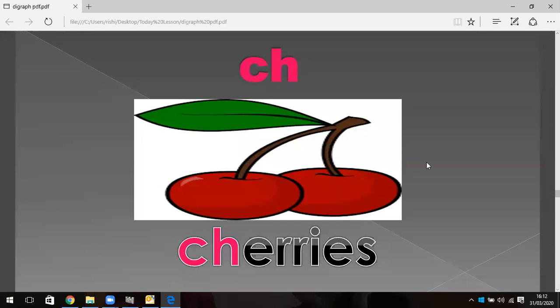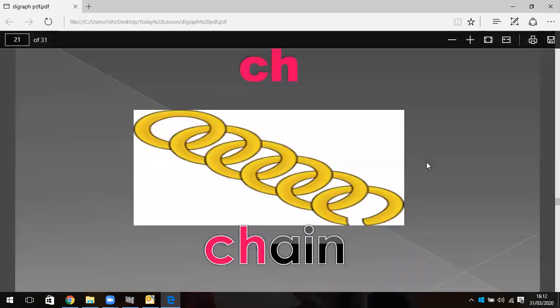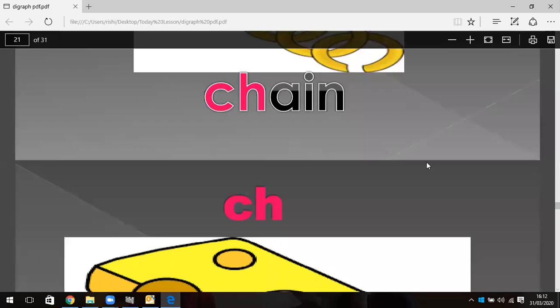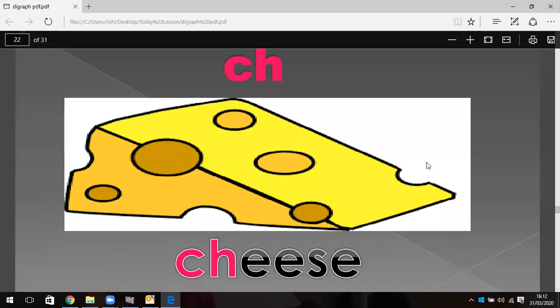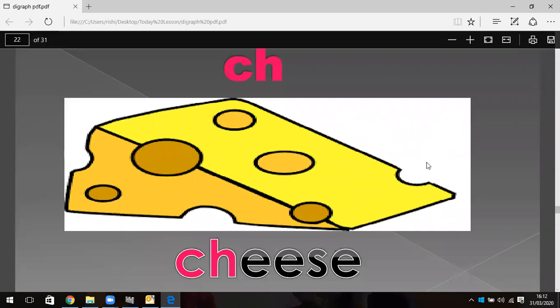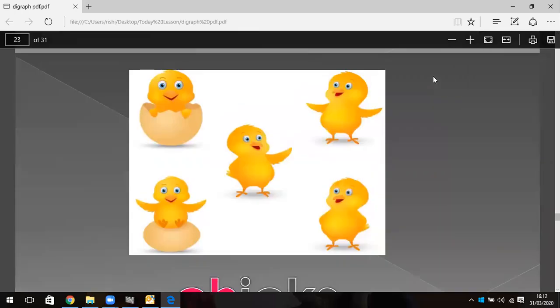Cherries. Do you like cherries? KG, do you like cherries? KG, who likes cherries? Good. Now next, chain. No, next word, cheese. What is cheese? Who likes cheese? Do you like cheese? What is cheese? Okay. Now next, chicks. Chicks. Okay, good effort.